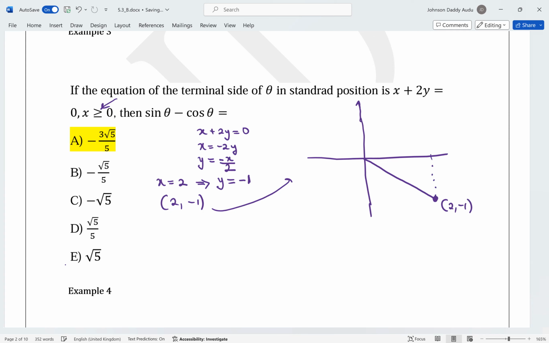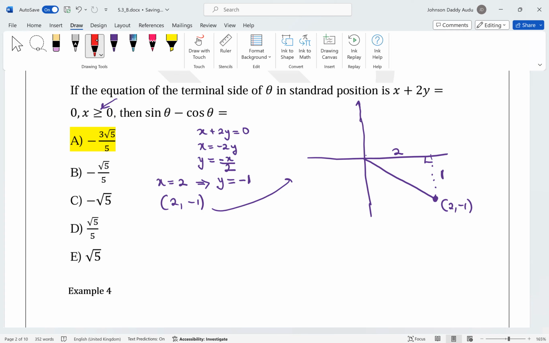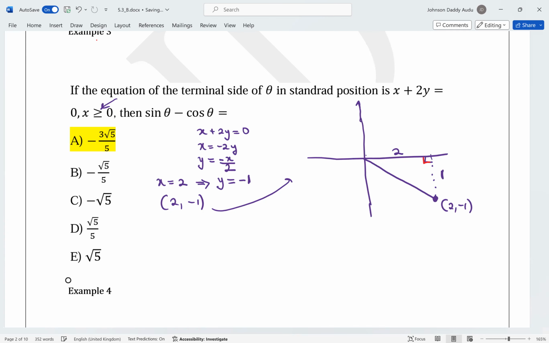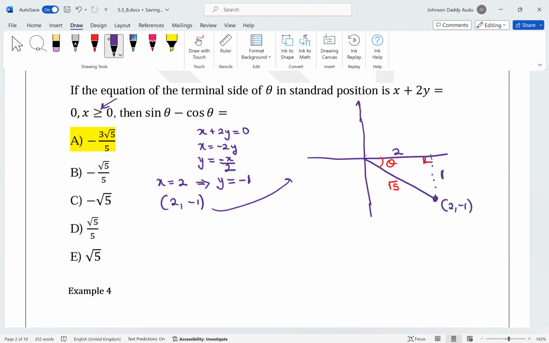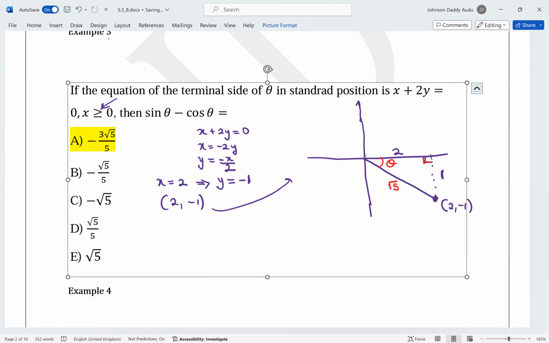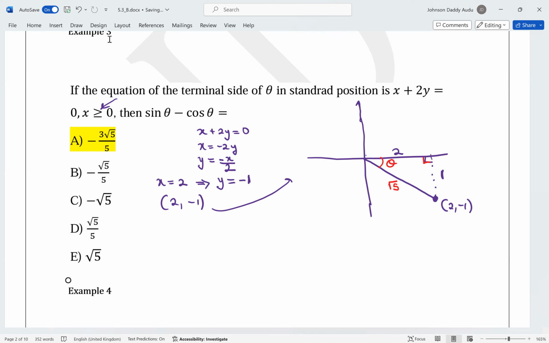Okay, so here you have your right angle. The x distance is going to be 2, and here it's 1. So in the same way, we can use Pythagoras theorem, just like we did earlier. Here will be root of 5, and here we have the theta, right? So now we're interested in sine theta minus cosine theta.